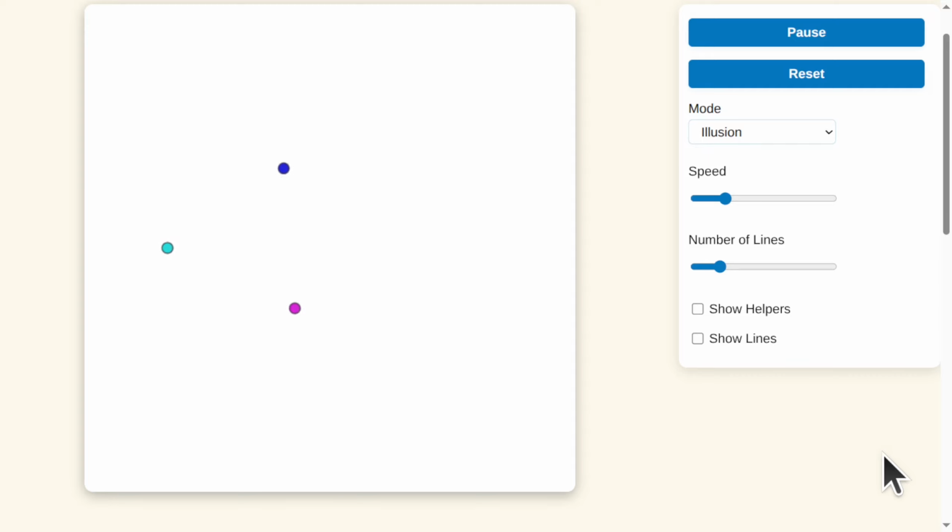Wait, can you say that again? So are they physically moving in straight lines or not? My interpretation is that the dots are physically moving in straight lines. However, the absence of the guiding lines creates an optical illusion that makes them appear to move in circular paths.